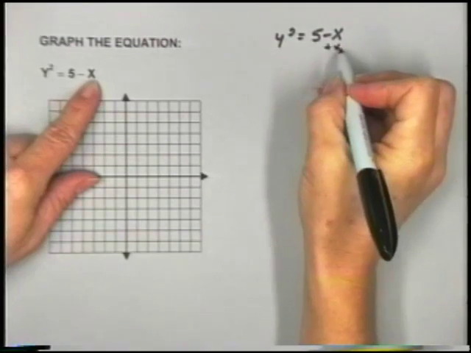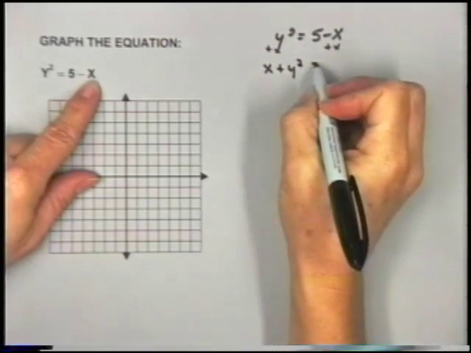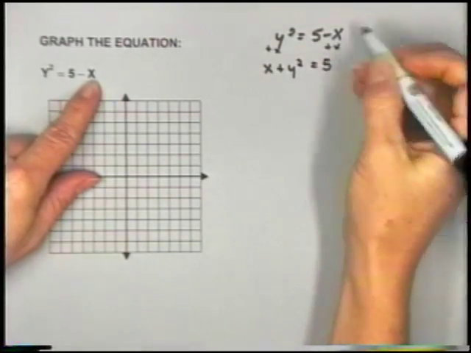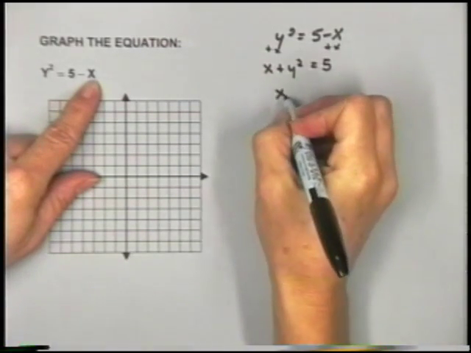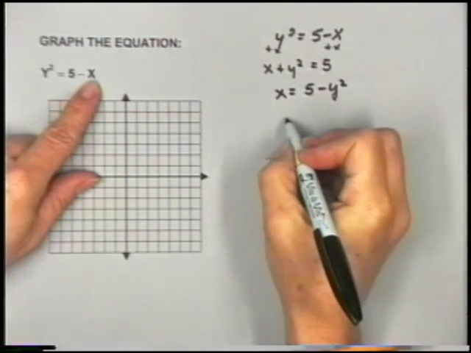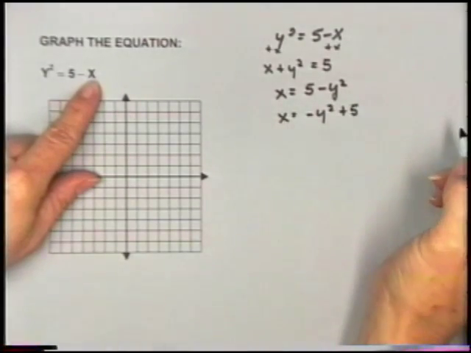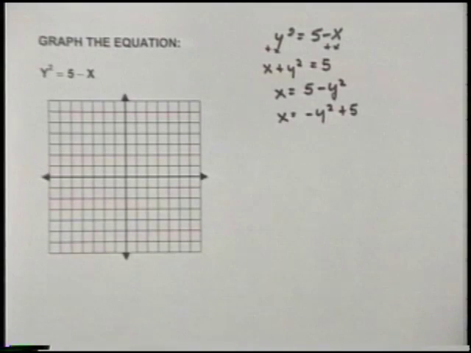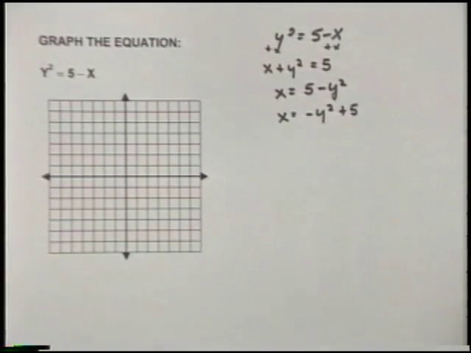Now I think the way I'm going to do that, let's add x to both sides of this equation. So I will have x plus y squared is equal to 5. Adding the x got rid of that minus x over there. And then let's subtract the y squared. So x is going to equal 5 subtract y squared, or if you prefer, you can write x equals minus y squared plus 5. Now, if we put the equation in this form, it will be more convenient for us to choose values of y instead of x, and then find the corresponding x value.